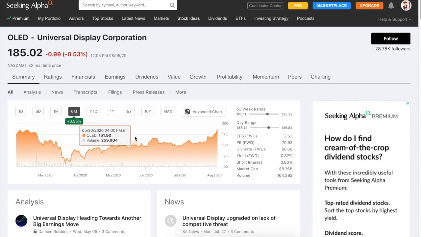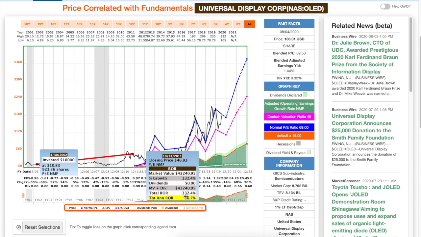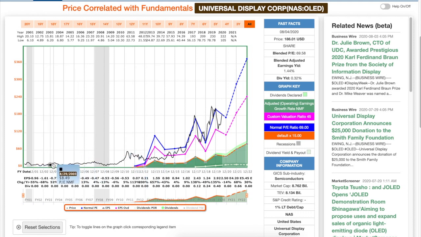So let's look at the fast graph. This is the fast graph for Universal Display Corp. As you can see here, from 2001 all the way up to 2011 is when they actually made profit at 7 cents a share. But from 2001 all the way to 2010, they had negative earnings. So the price was actually increasing from $10 all the way to what we got here, 16% return. So you still made money if you held on from this time period.